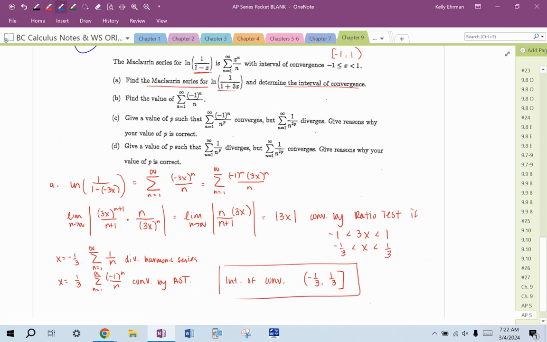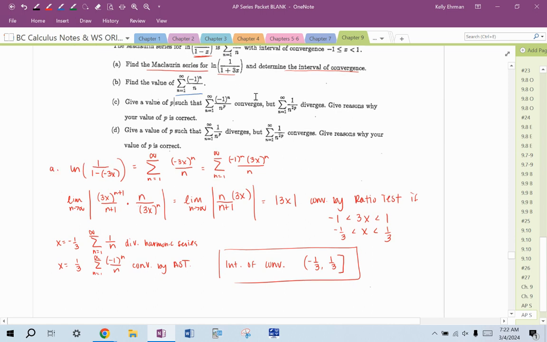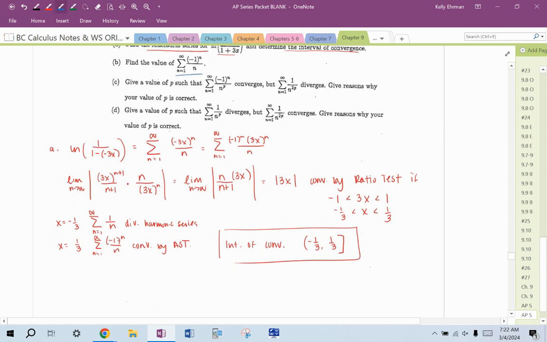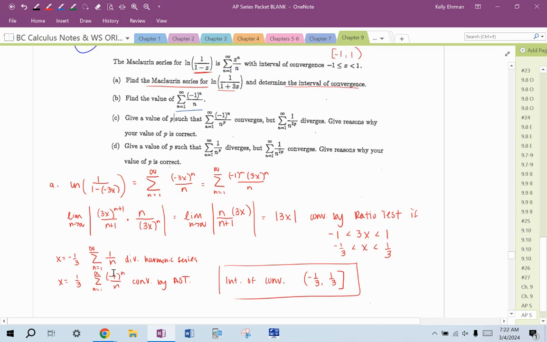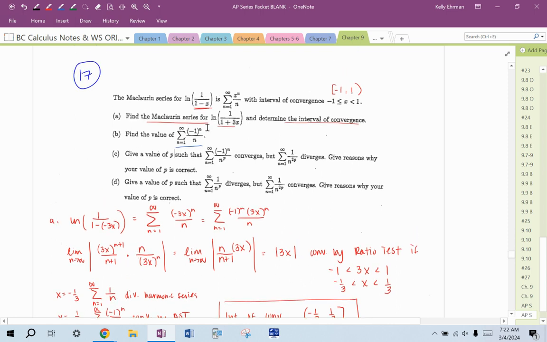All right, part B says find the value of the sum from 1 to infinity of -1 to the n over n. So what does this add up to? Now remember, we just figured out that when we plug in 1/3, we get this -1 to the n over n, which converges. So when we plug in 1/3, we're actually plugging into the function that corresponds to that. So take a look at this.